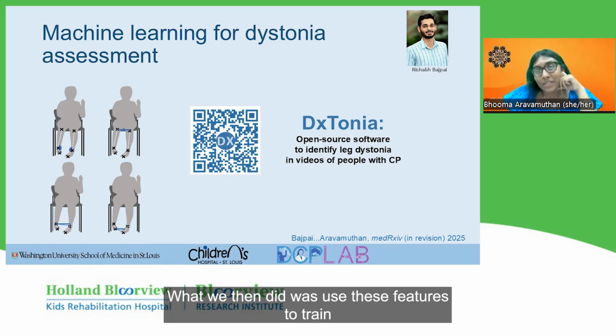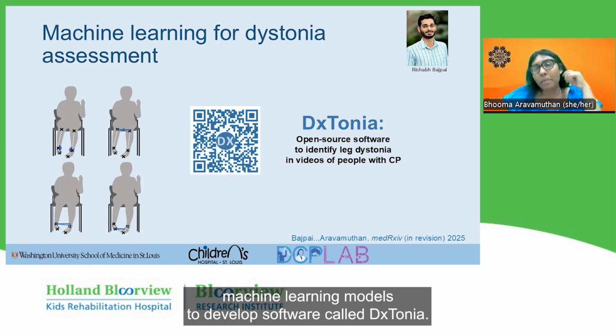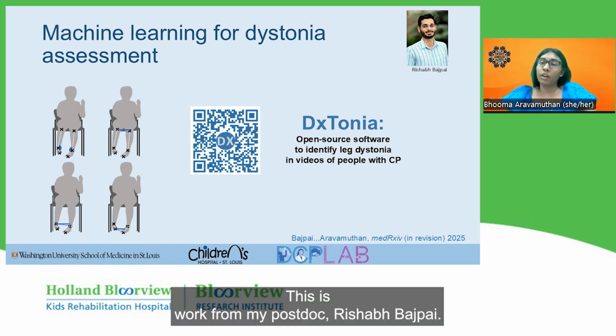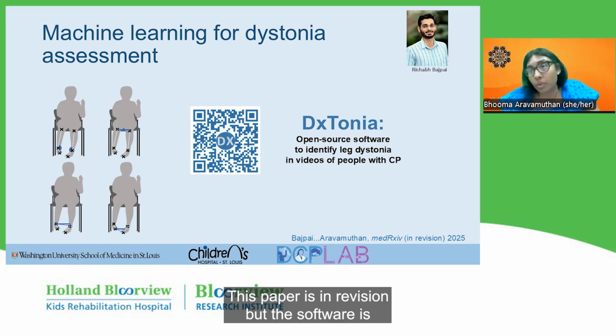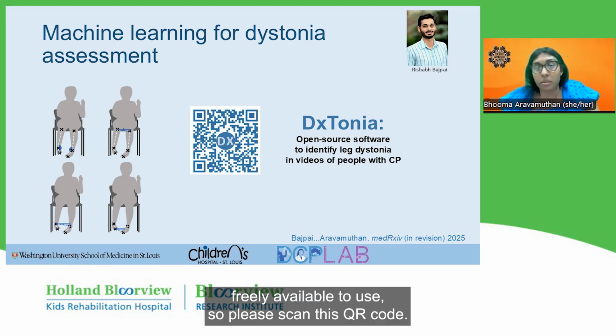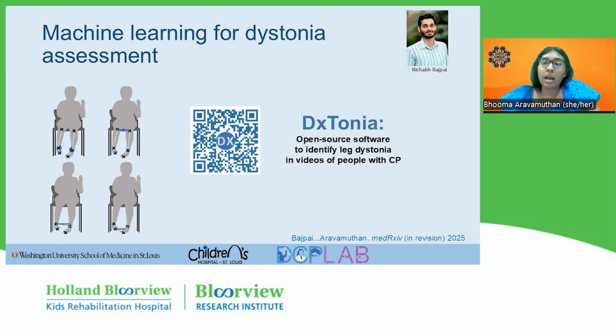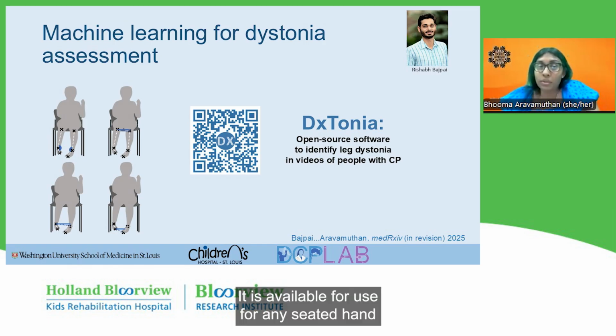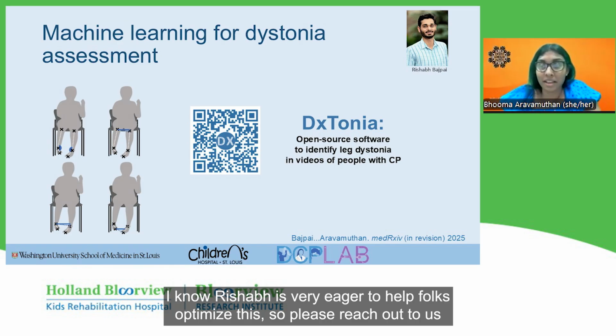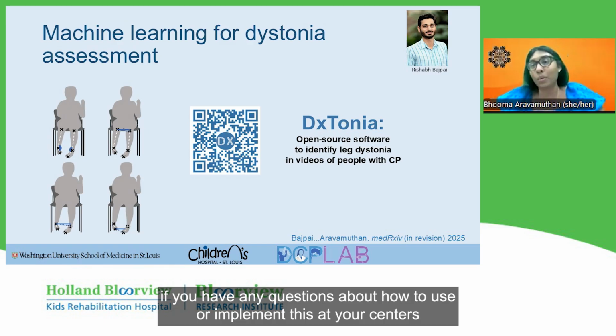What we then did was use these features to train machine learning models to develop software called dystonia. This is work from my postdoc, Rishabh Bajpai. This paper is in revision, but the software is freely available to use. So please scan this QR code. It is available for use for any seated hand open close video. I know Rishabh is very eager to help folks optimize this. So please reach out to us if you have any questions about how to use or implement this at your centers.